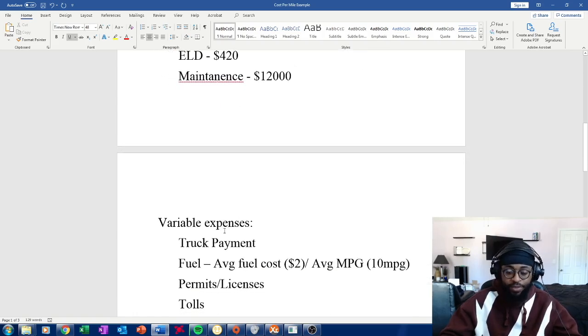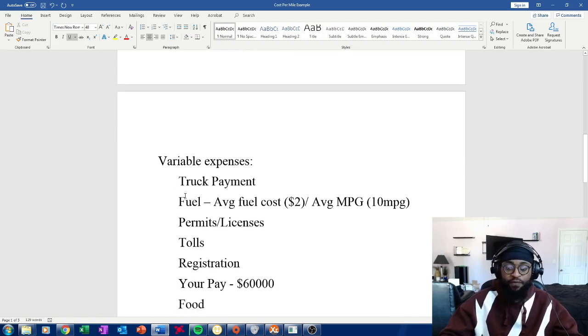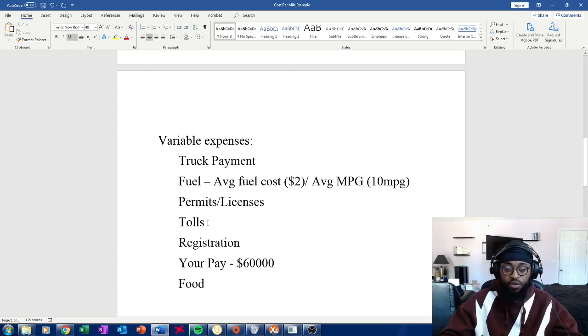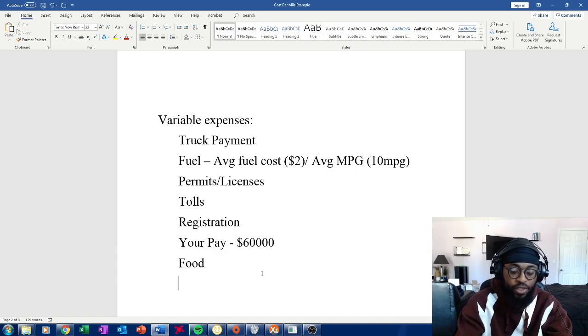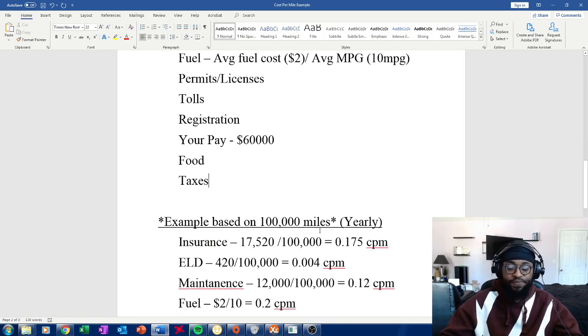Then we have variable expenses like the truck payment, if you do have a truck payment. Fuel: you take the average cost divided by the average miles per gallon. In this example, we use $2 and 10 miles per gallon. That's what I get with my truck. Then you have permits, licenses, tolls, registration, and your pay. That varies too, depending on how much you want to pay yourself. Food. One more I actually need to include in this is taxes. So that's another variable expense that you have to add.